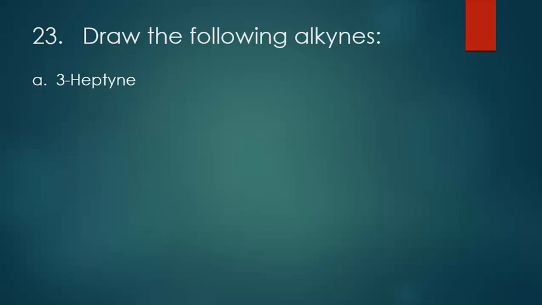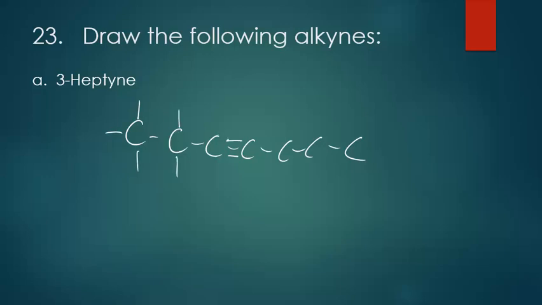3-heptyne. 7 carbons. And after the third one, there's the triple bond. Okay, this is the hard part, making sure you have the right number of H's. How many? 3, 2, 9, 9. Good. 2, 3. Yes. Good job.